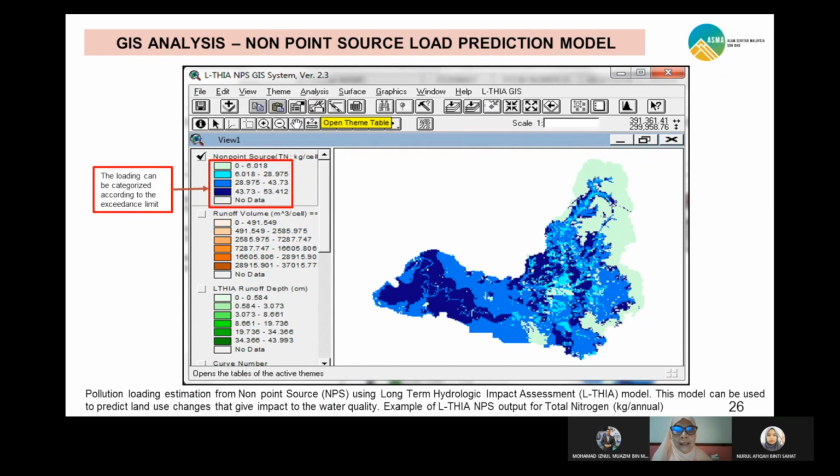Now, if you look at the prediction model, the LTR that we are using, it can give you the idea of what happens if we change the land use. What happens if we remove some of the plantation? What happens if we remove the trees? What happens if we have more impervious surface area? So this is the prediction tool that we can use, and it will give you the result in terms of the parameters that you are talking about. So this is the prediction model.